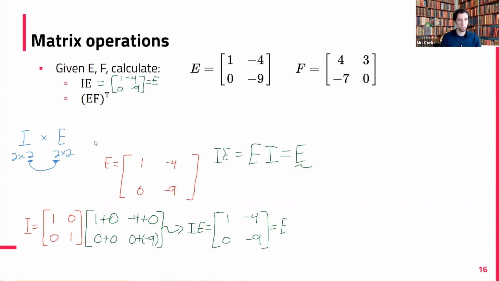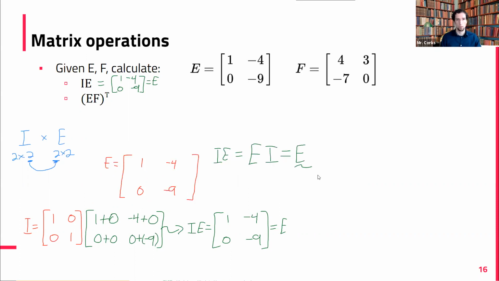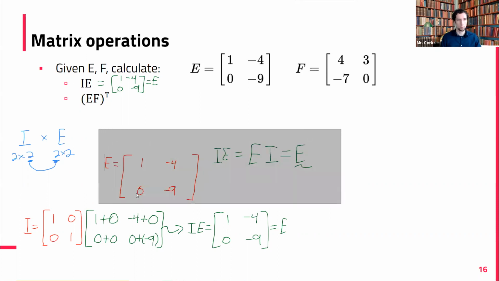So I'm just going to move this stuff over to make some space. There.